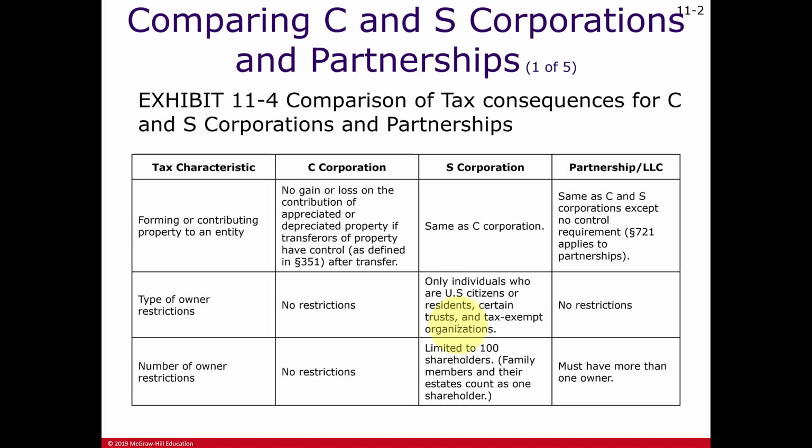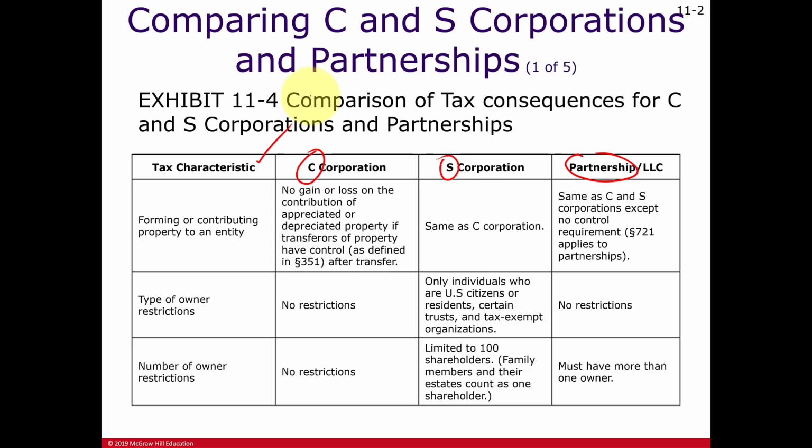In our textbook, back in chapter 4, and also here at the end of chapter 11, you'll see this table which has multiple slides that compares the 3 types. Again, the S here in chapter 11, C 2 or 3 chapters ago, and partnerships our last couple chapters. And it gives you about a dozen different attributes or characteristics differences.